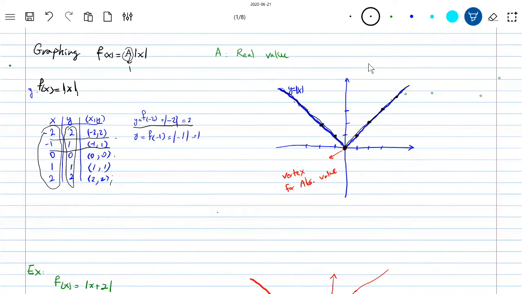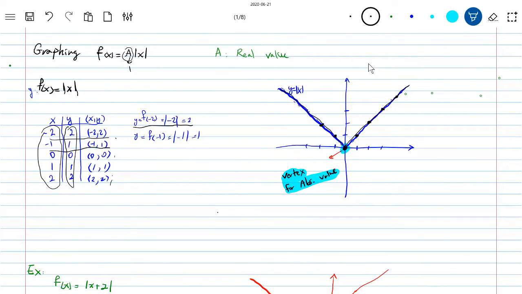What's important is one specific point. This point here is what I call the vertex. It's not originally called a vertex, but I'm going to call it the vertex for absolute value functions. It's a unique point. If you find that point, it helps you graph the function more precisely. So I'll find the vertex, and then based on a couple of points on the left and right, I can draw the graph easily.